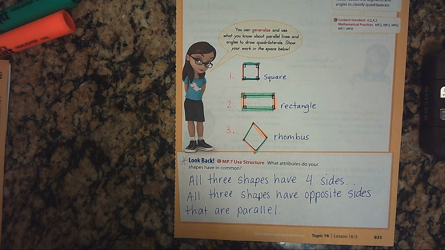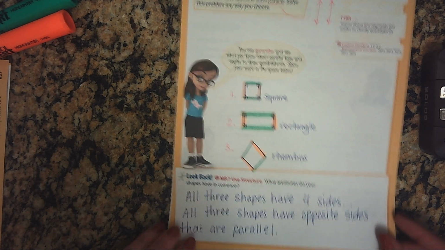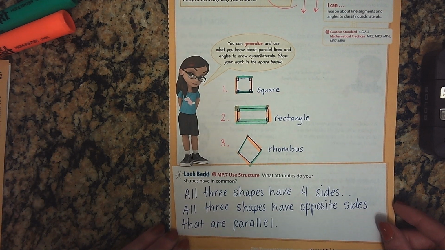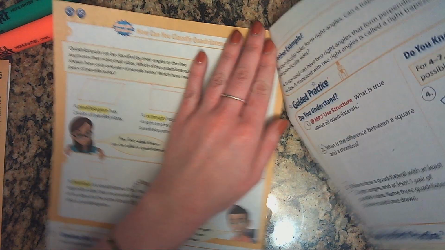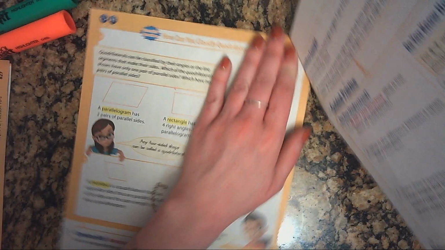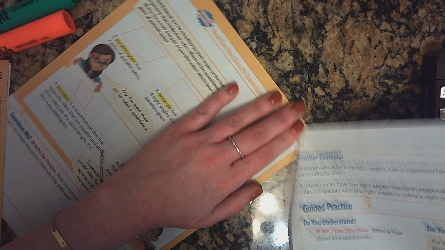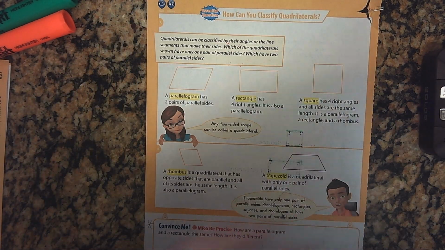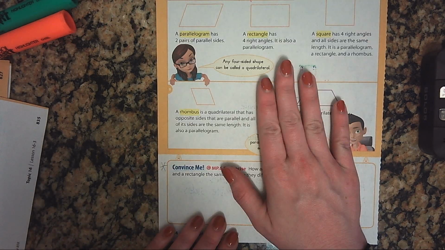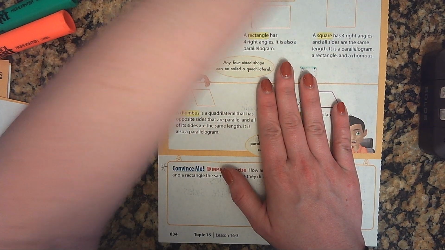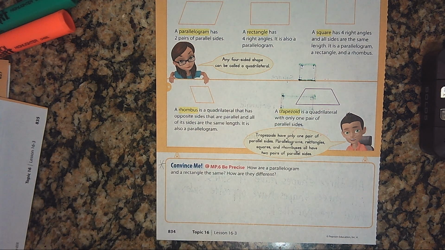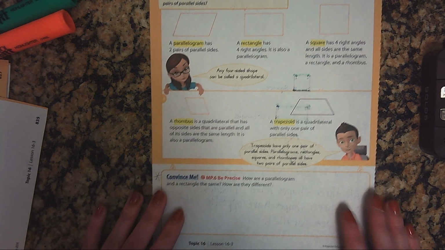So let's get into our lesson and discuss how we can classify or name these different 4-sided shapes today. So we can turn the page. And I'm just going to disconnect it from my work page, just because this is going to be really handy in helping me answer the questions. So I kind of want to have them side by side. So you could do that too.